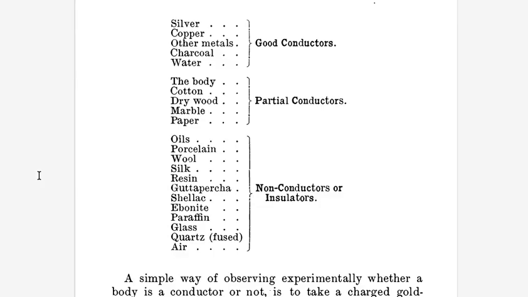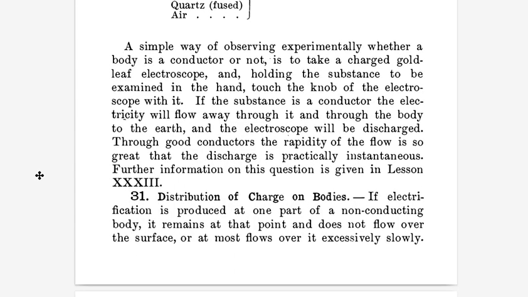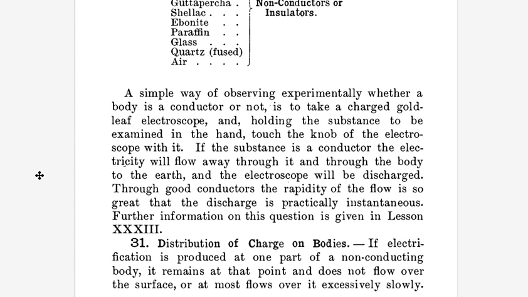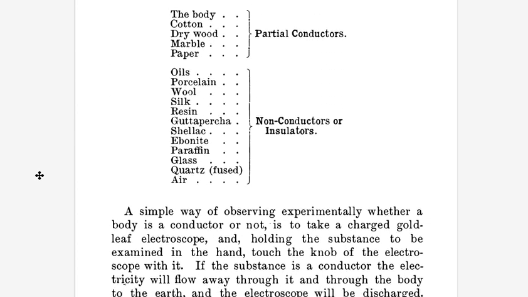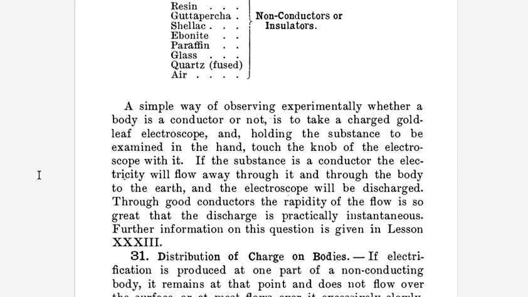A simple way of observing experimentally whether a body is a conductor or not is to take a charged gold leaf electroscope, and, holding the substance to be examined in the hand, touch the knob of the electroscope with it. If the substance is a conductor the electricity will flow away through it and through the body to the earth, and the electroscope will be discharged. Through good conductors the rapidity of the flow is so great that the discharge is practically instantaneous. Further information on this question is given in Lesson 33.